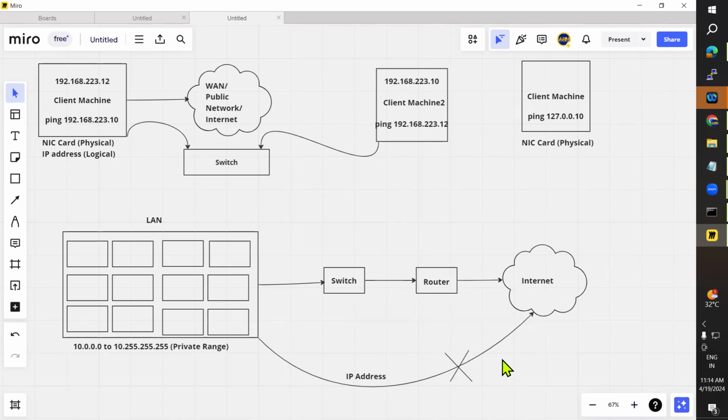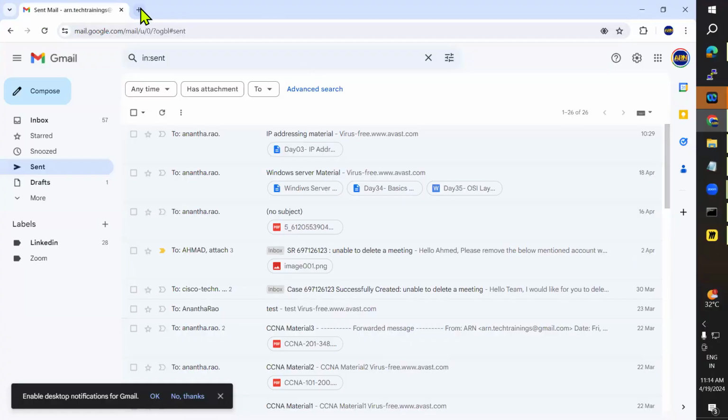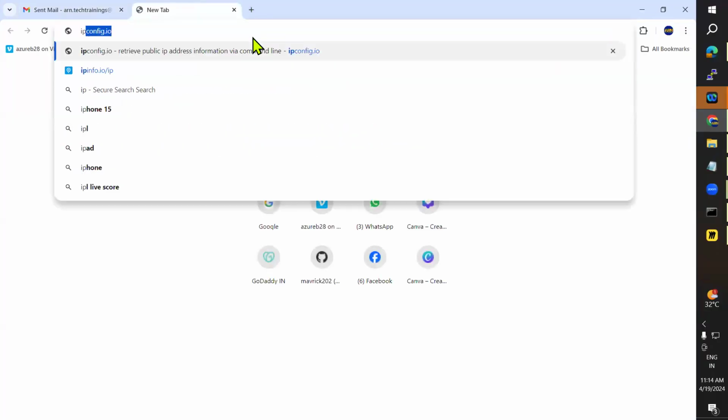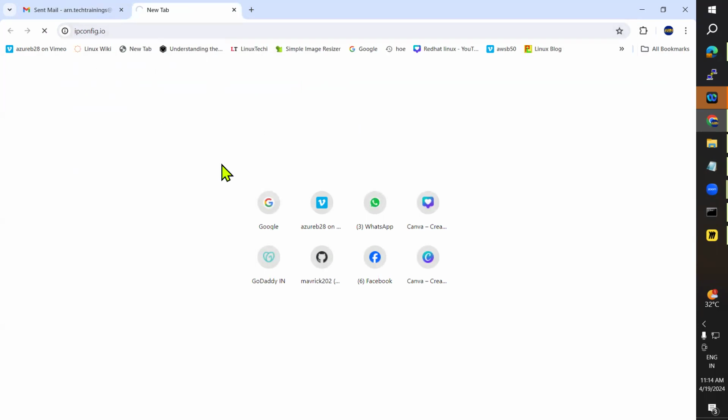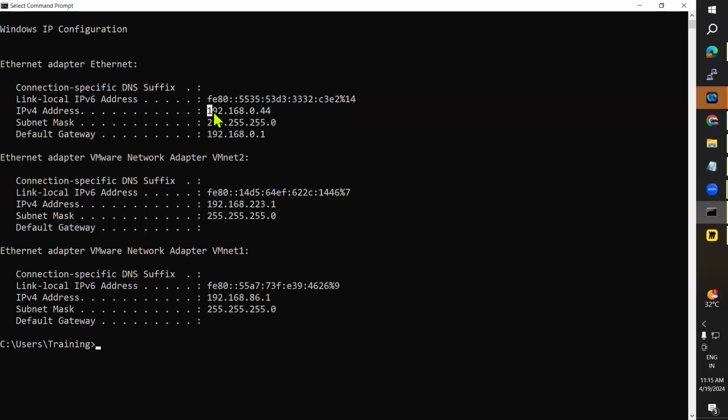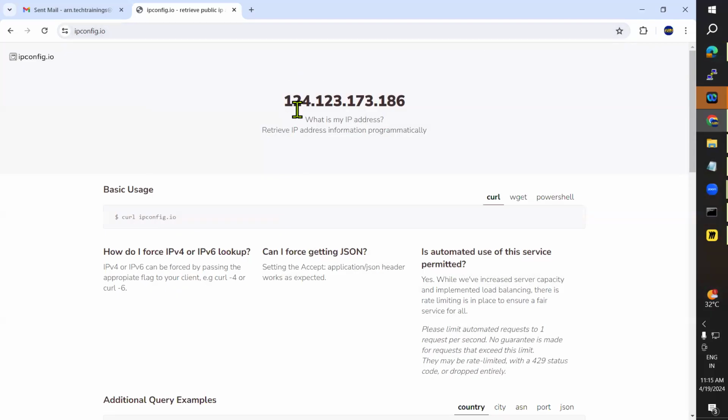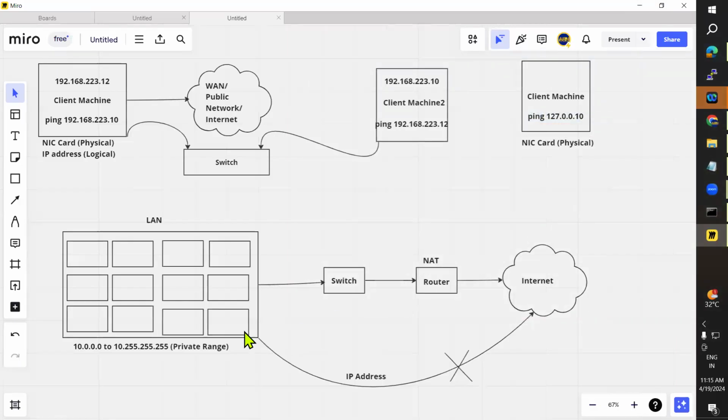So what is the solution then? Yes, there is a NATing concept, network address translation. See, let me check my public IP address. I'm using all private IP addresses, but still I'm getting internet. How? Because of NATing. So this is my IP address. Let's copy it here.